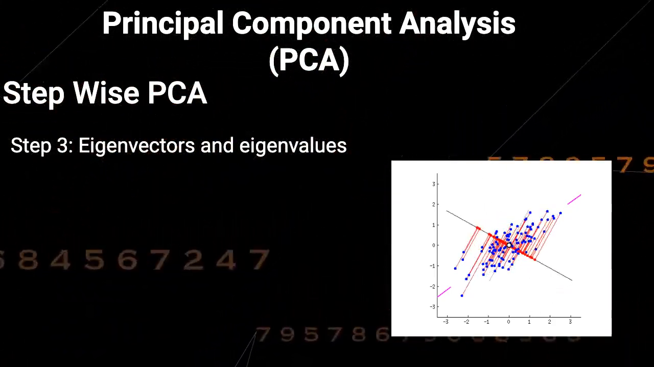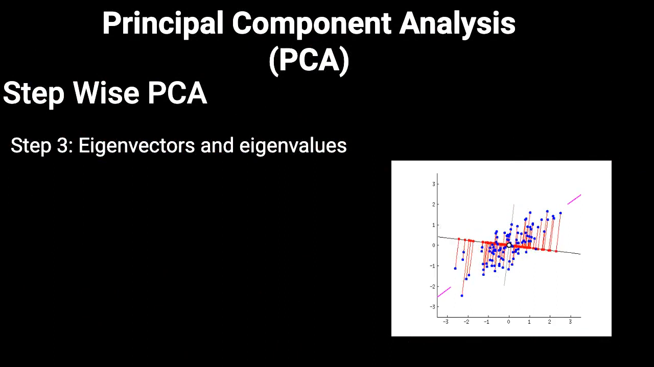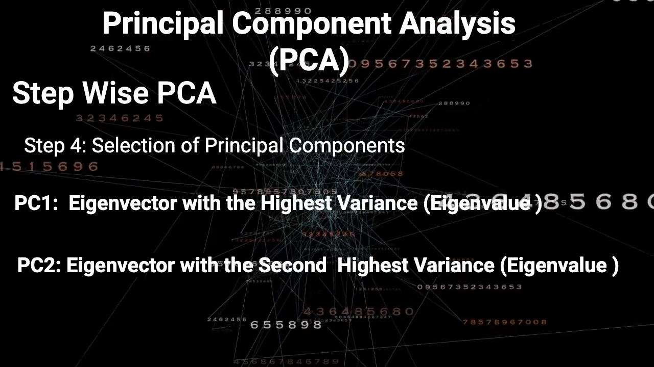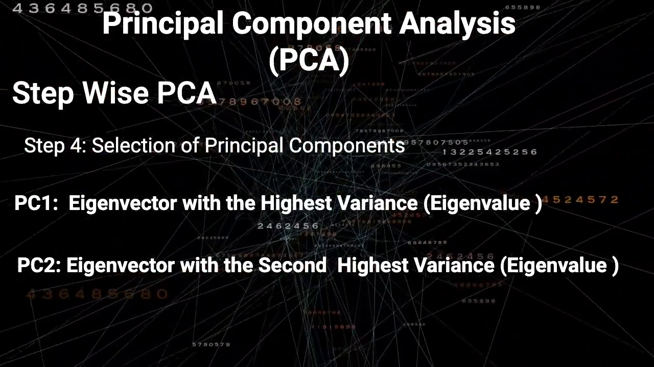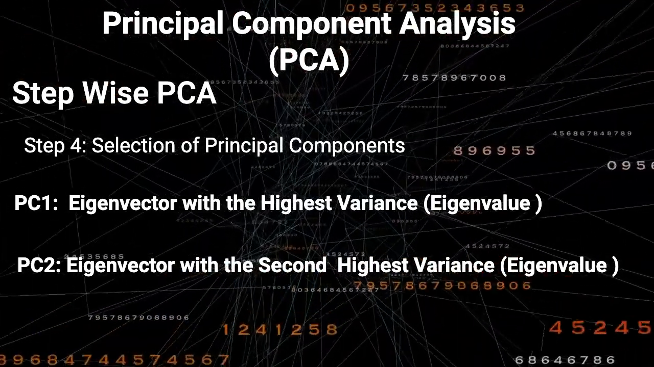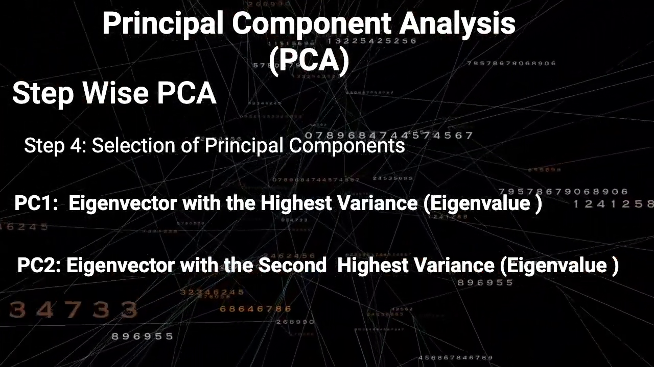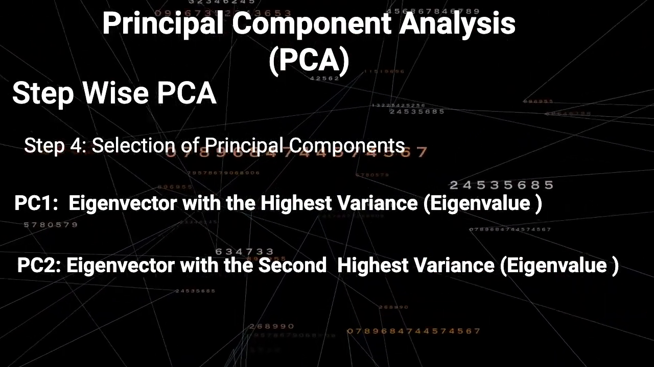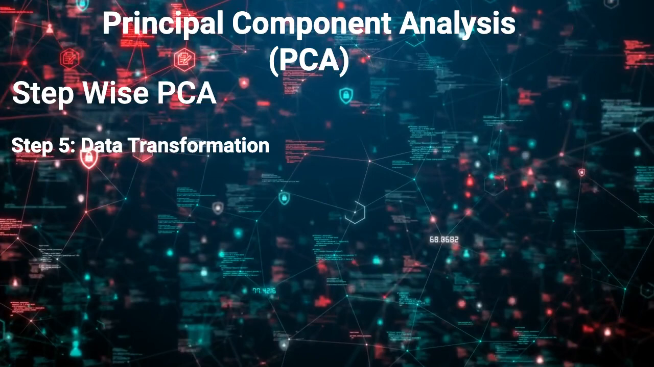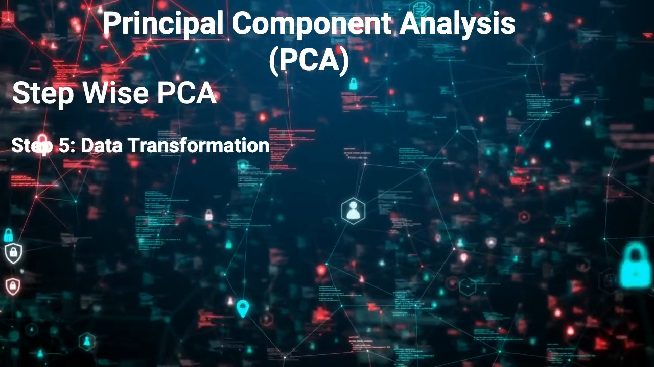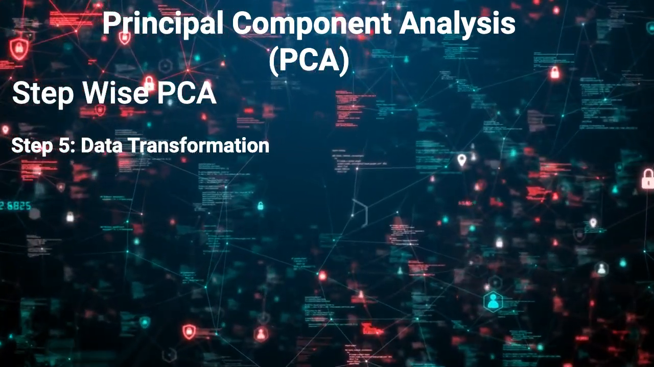The direction of this line of length 1 is called a unit vector or eigenvector. This unit vector eventually becomes the weights of the principal components, also known as loadings or rotation. The eigenvector with the highest variance or eigenvalue corresponds to the first principal component or PC1. The second principal component is the eigenvector with the second highest variance, and so on. The final step is data transformation in the new dimensional space. This is done by multiplying the original data by the computed eigenvectors.